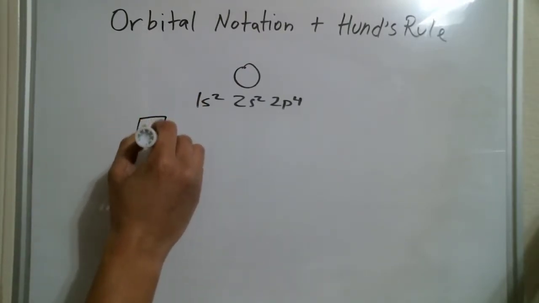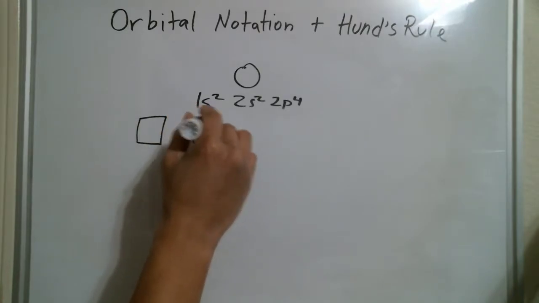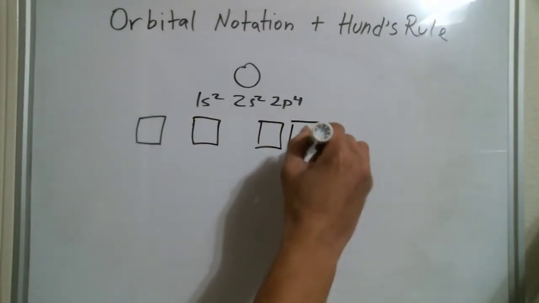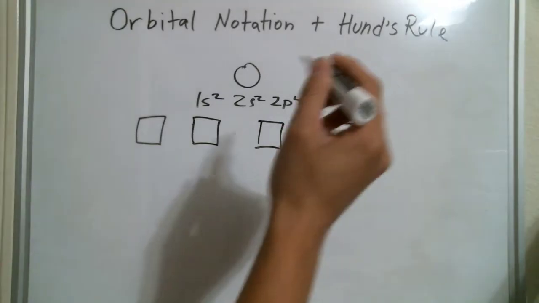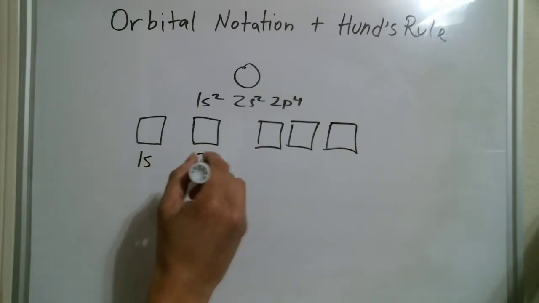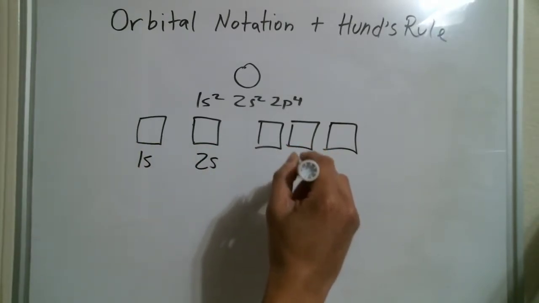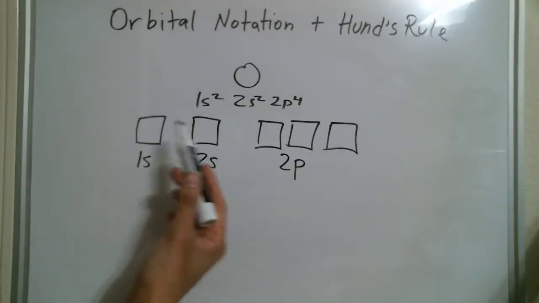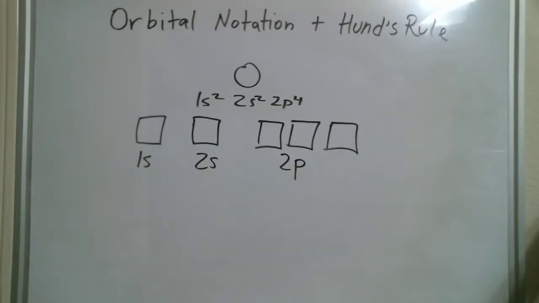With orbital notation, you might see boxes or lines. They're both common to see. Maybe you can also find circles. So I've drawn boxes, and these boxes are orbitals. Each individual one is one orbital, and orbitals can hold 2 electrons in each of them.